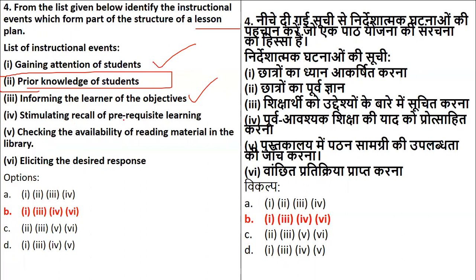Stimulating, that is a recall of prerequisite learning, resulting into an action, and eliciting the desired responses. It means coming up with or drawing out the desired responses. Checking the availability of reading material depends upon you. If it is not available, it should not be a part of your lesson plan, so based on that you do not prepare a lesson plan. So the lesson plan has the following events: gaining attention, then stimulating the prerequisite learning and eliciting the desired responses.